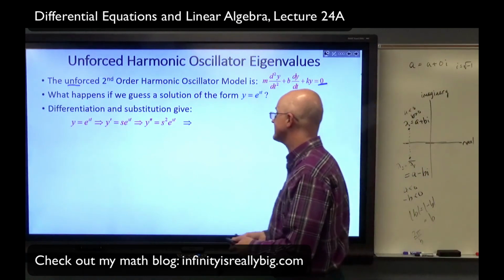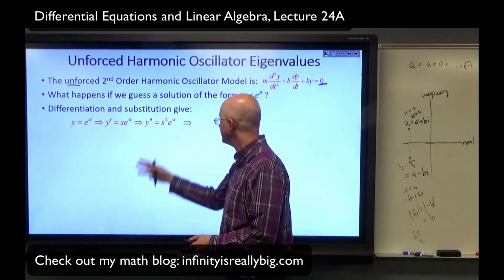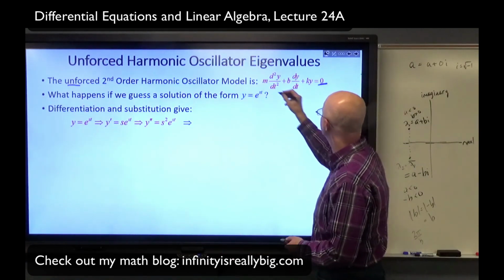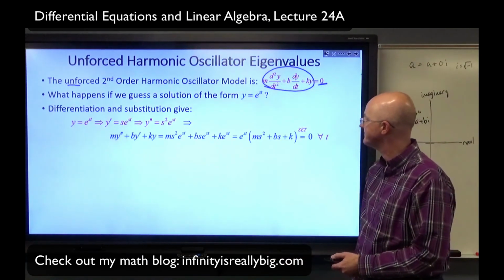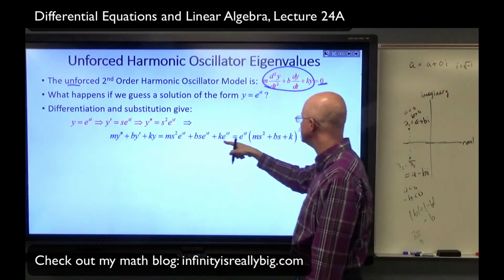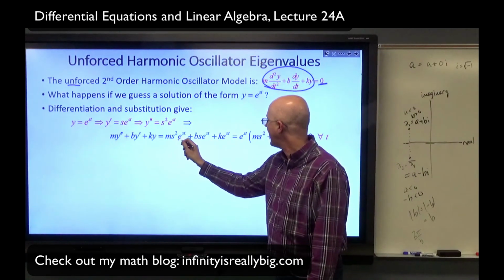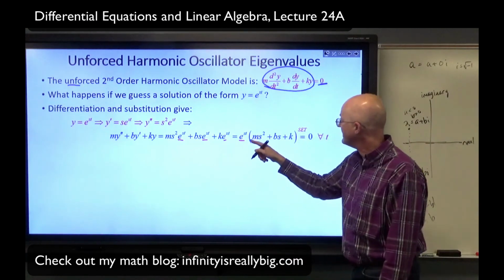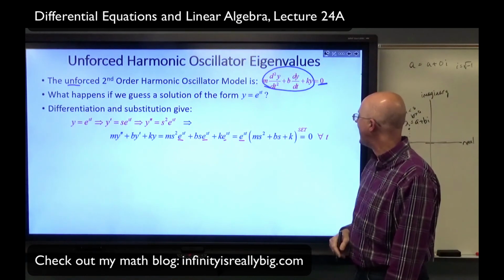Again, s is a constant. It's an unknown constant. Take the derivative, use the chain rule, you get an extra factor of s. Take the second derivative, you get another factor of s. Plug it into the left-hand side of the differential equation and see what happens. Here's what happens. my double prime plus by prime plus ky becomes this. Each one of these terms has a factor of e to the st that can be factored out. So you have e to the st times, in parentheses, ms squared plus bs plus k.